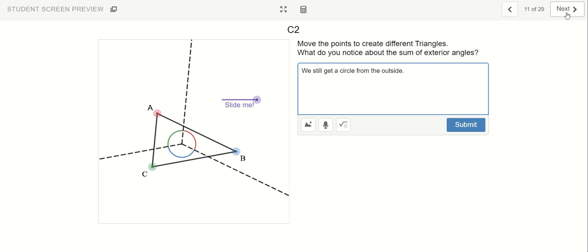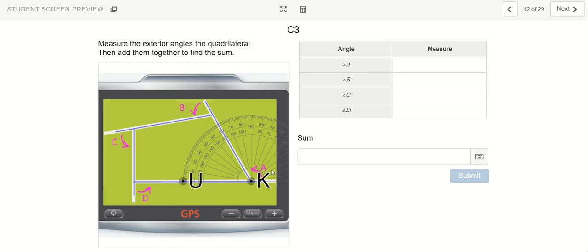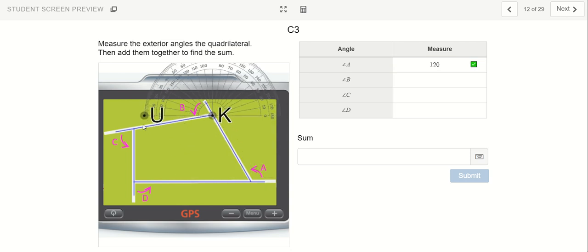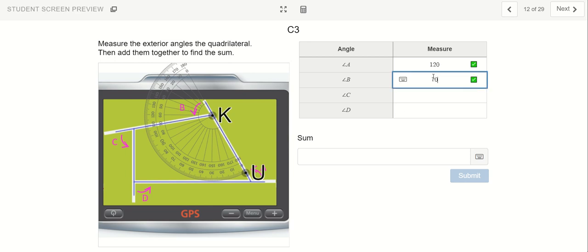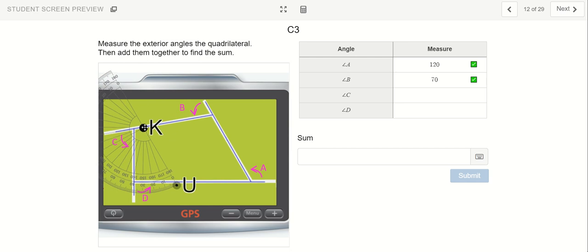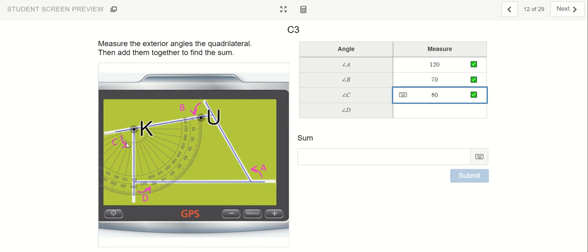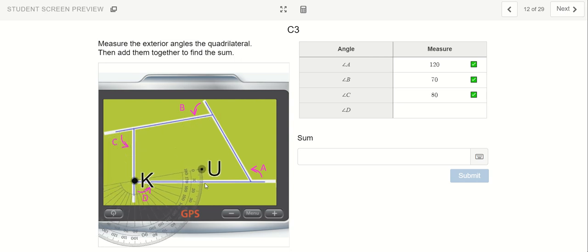Okay, let's try a different shape. So it works for a pentagon, works for a triangle. Does it work for a quadrilateral? Let's see, it looks like the outside angle for this one is 120. All right, let's measure B. Make sure the center lines up. Let's rotate it this way. So counting at 0, it looks like this is around 70 degrees. Okay, let's measure C. Let's rotate it this way. Looks like the outside angle is around 80 degrees. And let's measure this last one. Looks like this outside angle is around 90 degrees.